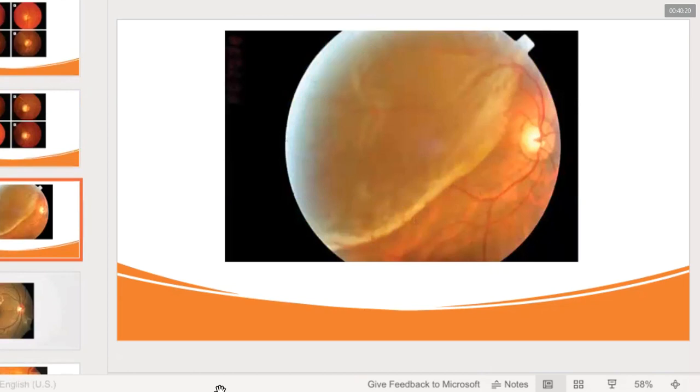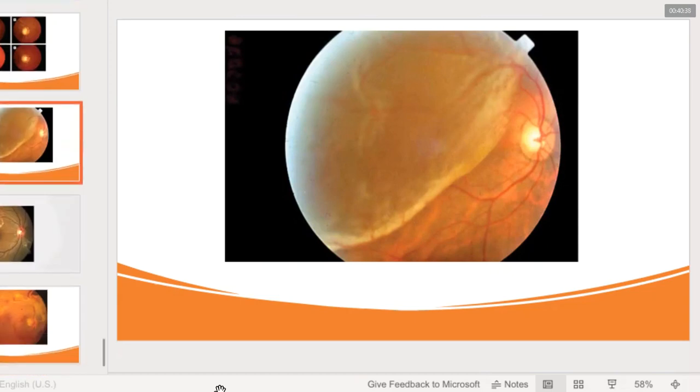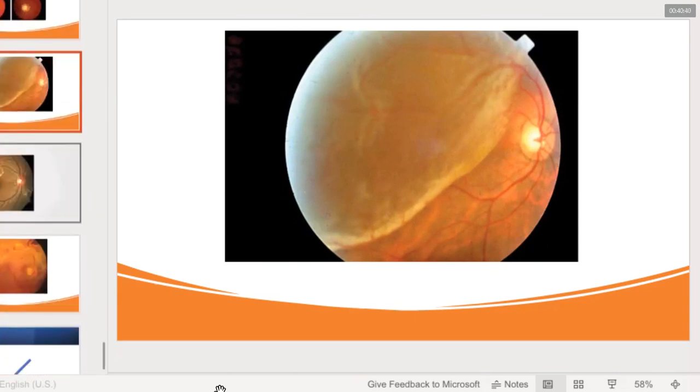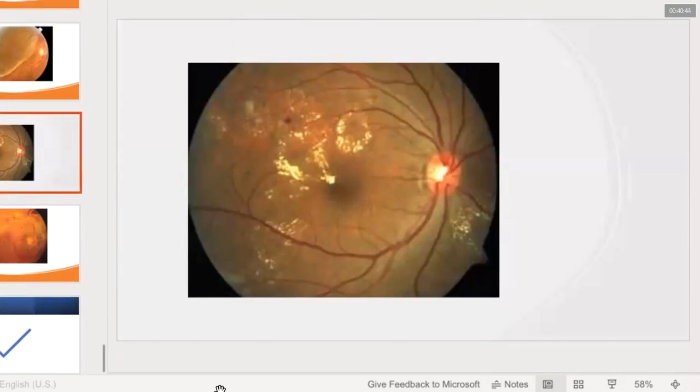Okay, and then this is how a retinal detachment looks like. You can see that the inferior part, the retina is attached, while the superior part is actually elevated. You can follow the vessels, the superior arcades, it is actually elevated. So this is how a retinal detachment looks like.